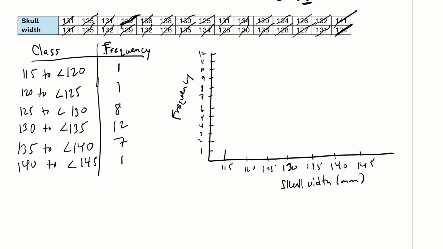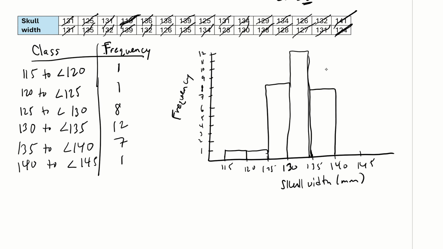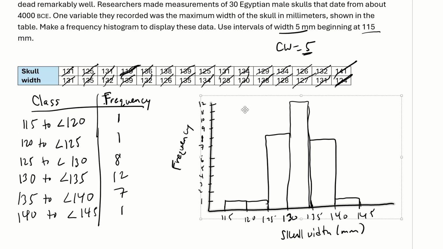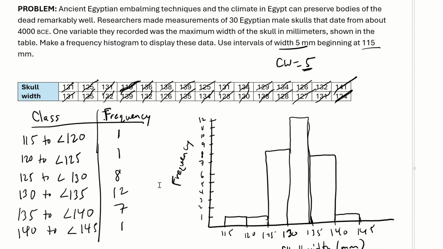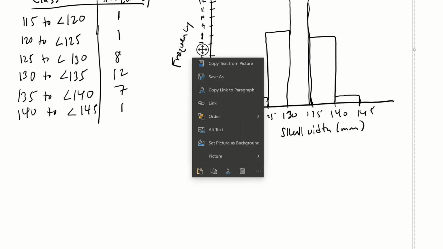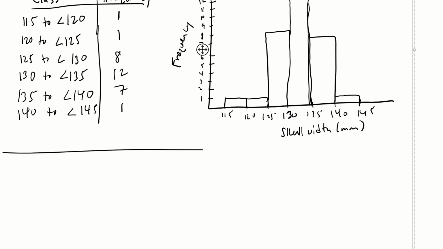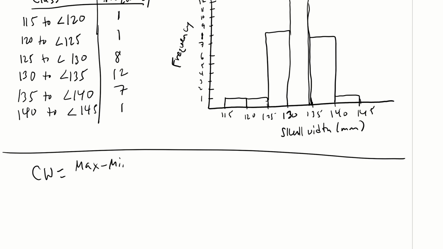Okay, so here we got a height of 1, we got a height of 1 here. Here we got a height of 8 from there to there. We got a height of 12 from there to there. We got a height of 7 for the next one, and then a height of 1. All right, so there's our histogram. So that's a frequency histogram for the data. Again, if they don't give you the intervals or anything like that, and this is just a side note, we would calculate the class width. We would take our maximum minus the minimum divided by the number of classes.